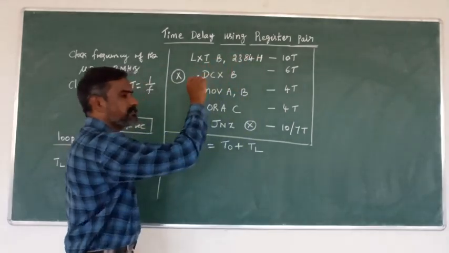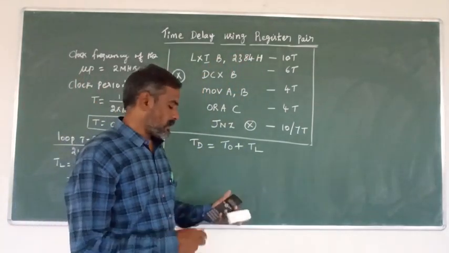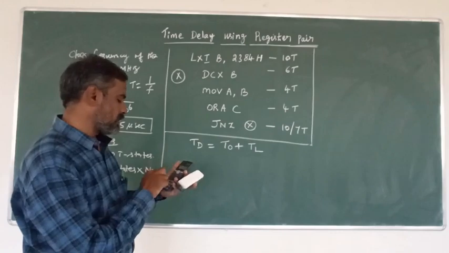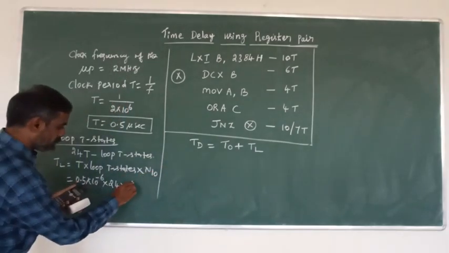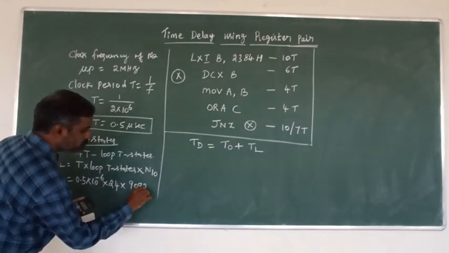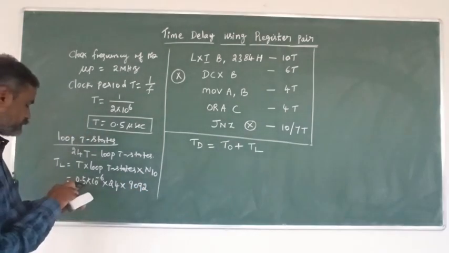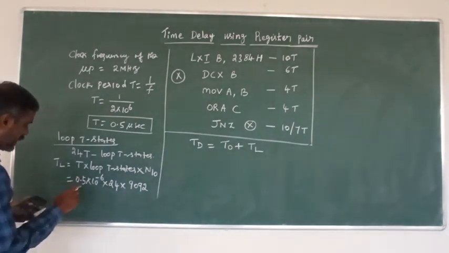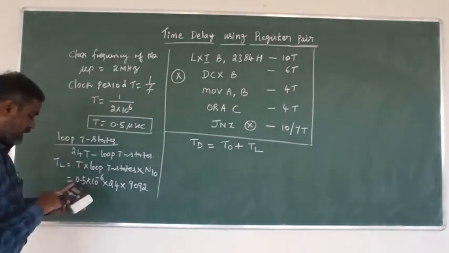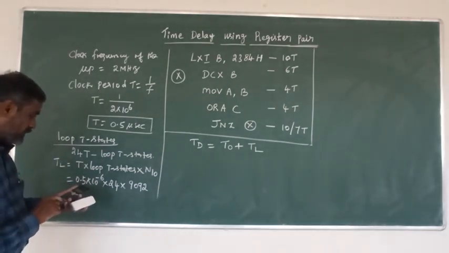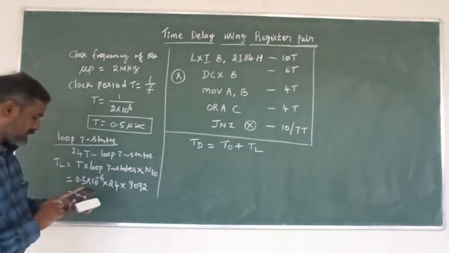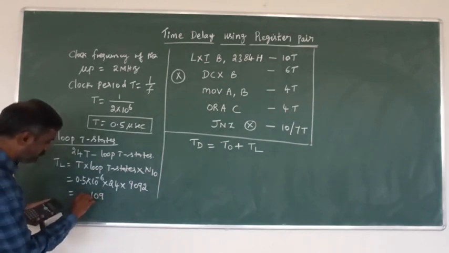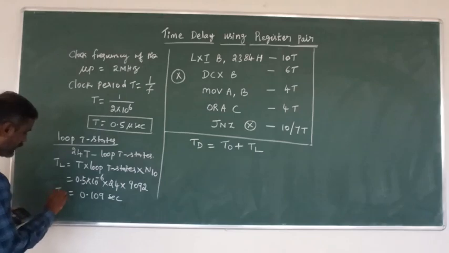2384H. This is the data in hexadecimal. Now the corresponding decimal value of the hexadecimal 2384 is 9092. Now multiply all three: 0.5 into 10 to the power of minus 6 into 24 into 9092. We get the result 0.109 second. This is for Tn.